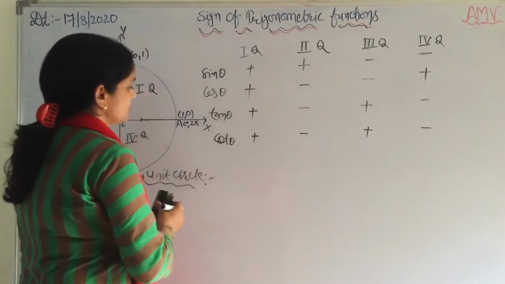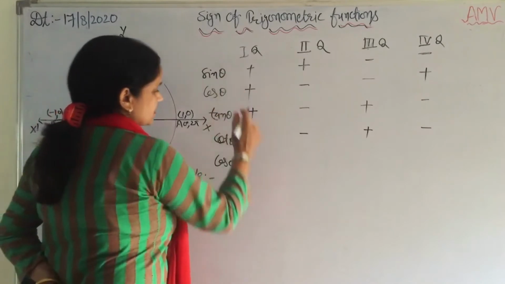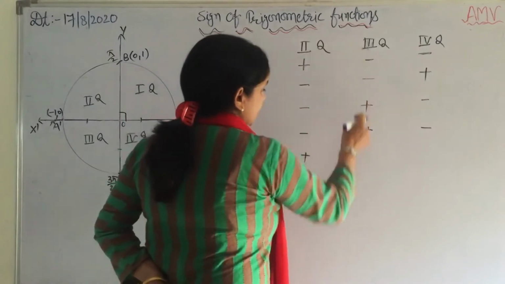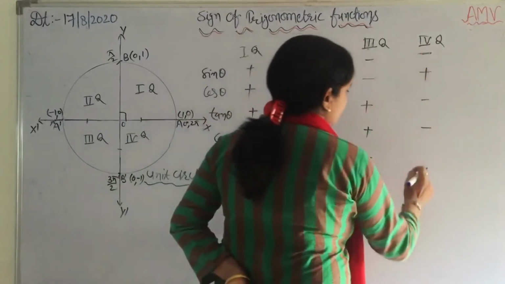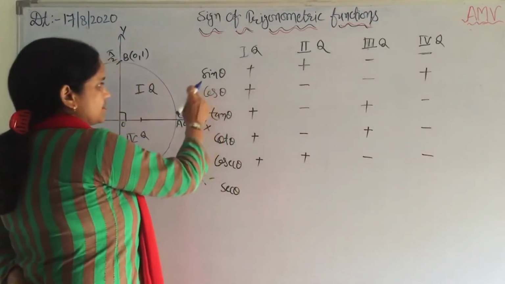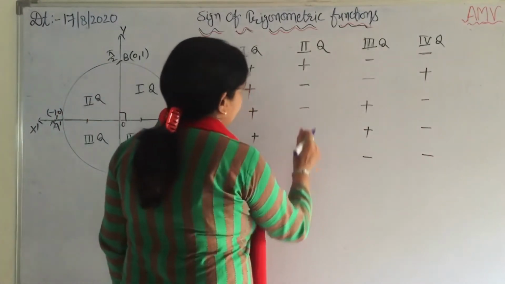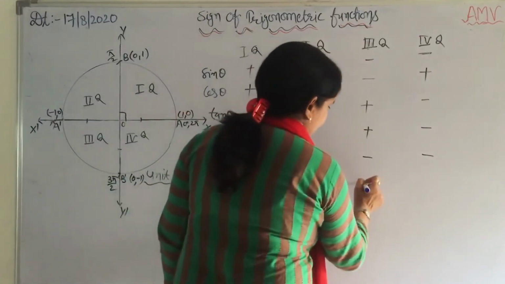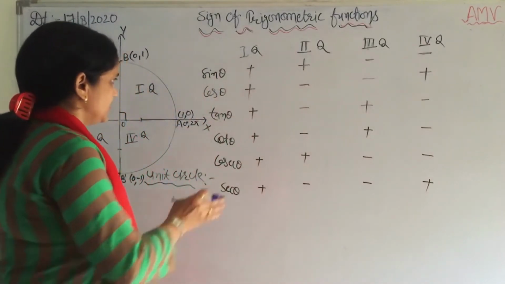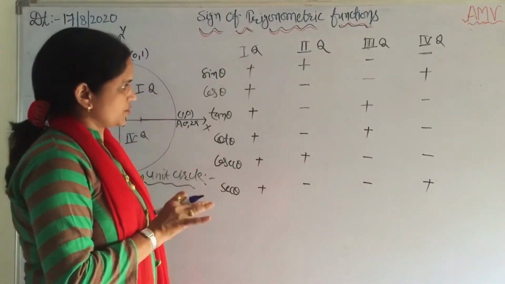Next, cosec. It is the reciprocal of sine: positive in the first quadrant, positive in the second quadrant, negative in the third quadrant, and negative in the fourth quadrant. Now sec theta, the reciprocal of cos: it's positive in the first quadrant, negative in the second quadrant, negative in the third quadrant and positive in the fourth quadrant. These are very important concepts, students. Keep them in mind to solve the questions.